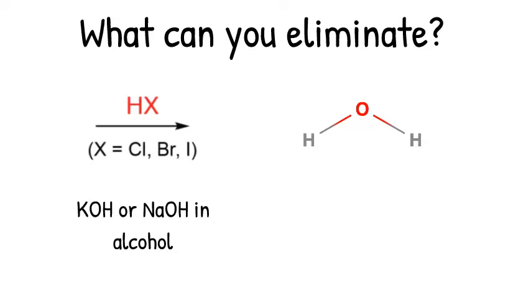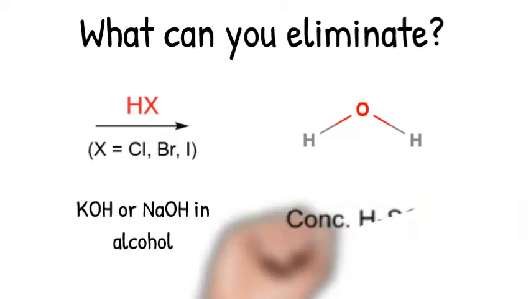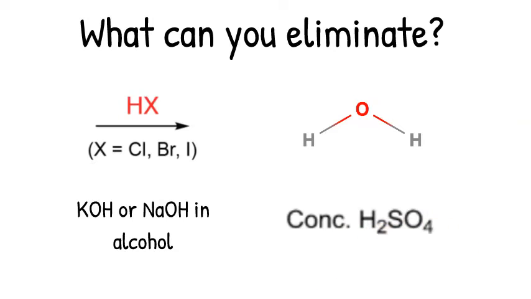For the hydrogen halide, you need KOH or NaOH, but it needs to be an alcohol, not aqueous. If it's an aqueous, the substitution reaction occurs. For the alcohol, we need conc H2SO4. Conc H2SO4 is a dehydrator, which means it removes water. This is exactly the opposite of adding dilute water into alkene.